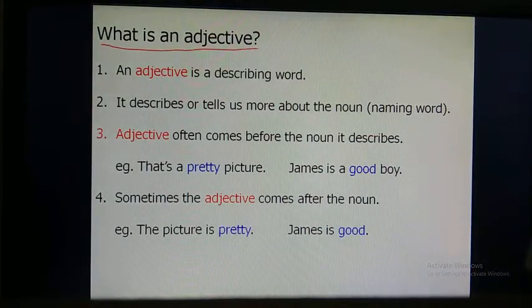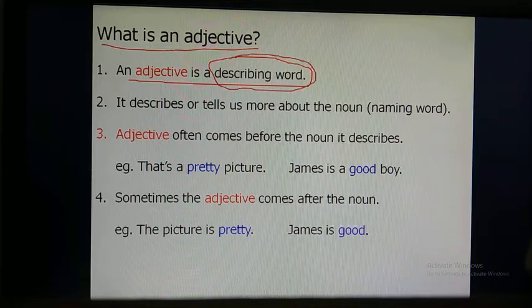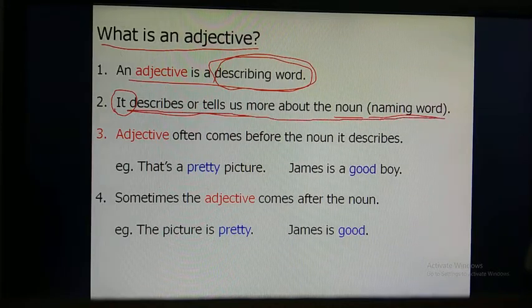What is an adjective? First, an adjective is a describing word. Second, an adjective describes or tells us more about the noun. And what is a noun? Noun is a naming word. So it describes or tells more about the noun or the naming word. Number 3, an adjective often comes before the noun it describes.